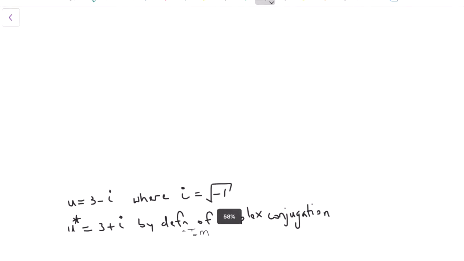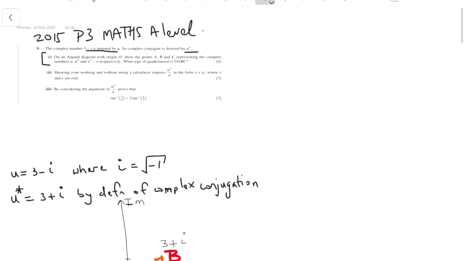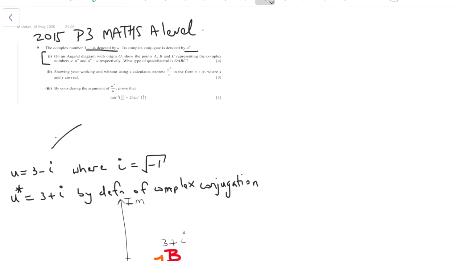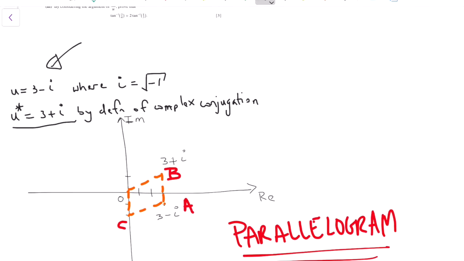Well, let's zoom out. So u is 3 minus i, where i is the square root of minus 1, and u star is 3 plus i, which is just the definition of the complex conjugate. You change the sign of the imaginary part. Now u star minus u is 2i. We can plot this on the diagram here, and we can clearly see that OABC is a parallelogram.